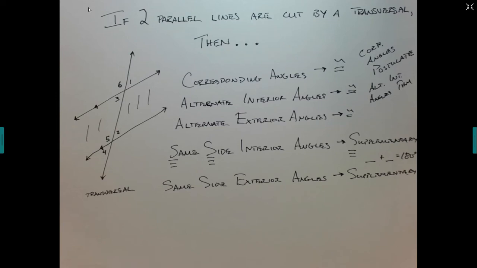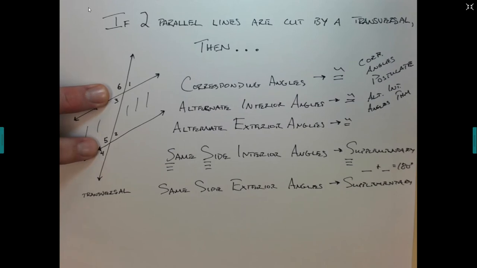Yeah, basically, yes. So linear pair is also integrated into same side interior angles and same side exterior angles. It'd be like mixing up two groups of linear pairs. Yes, I understand what you're saying.